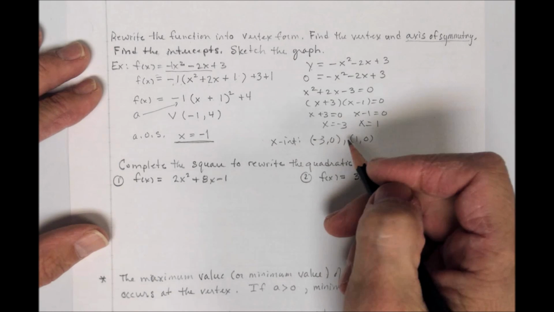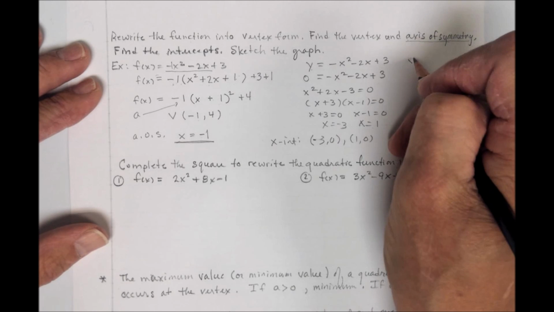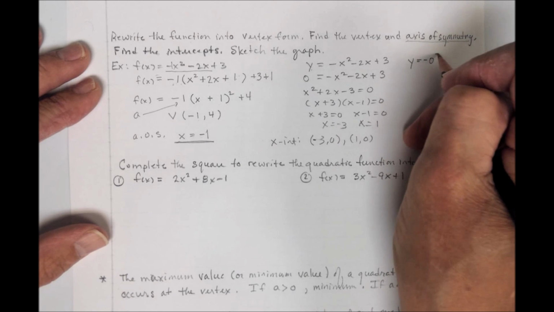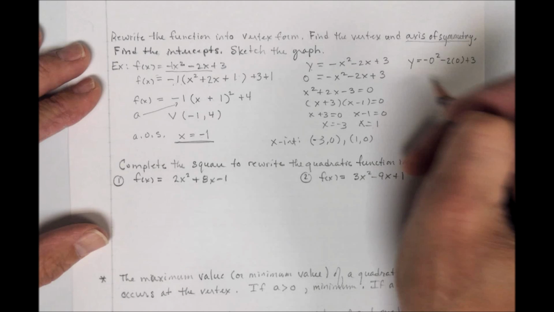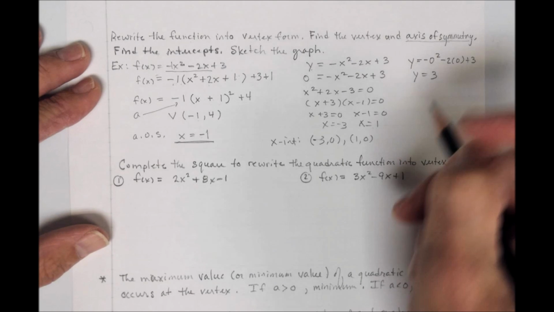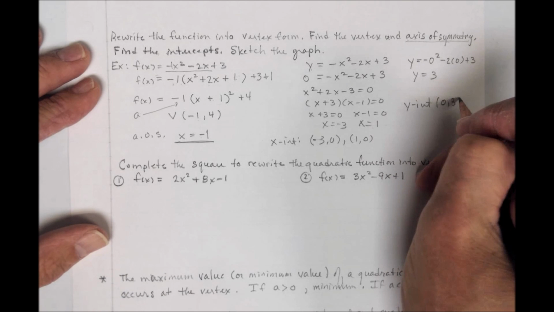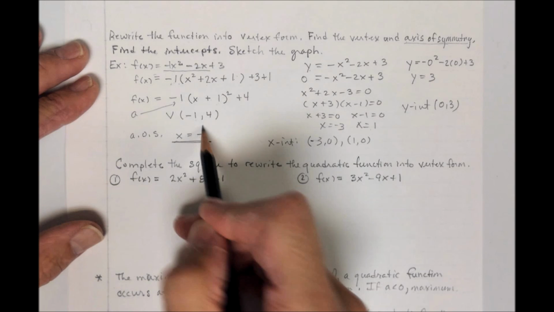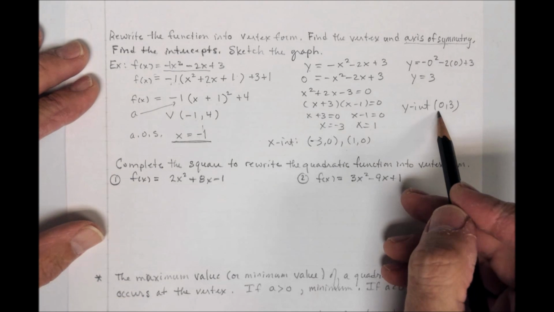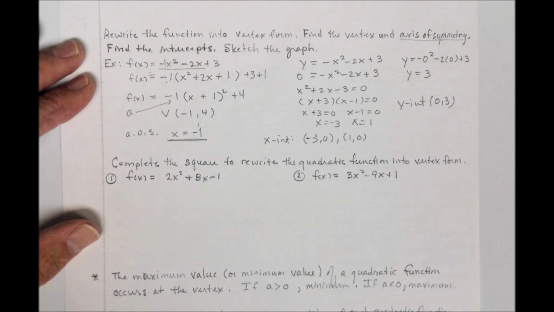My y-intercept is what happens when I set x equal to 0 and solve for y. So if I set x equal to 0, I put a 0 in for the x in both spots. This one kind of falls apart here. I just get y equals 3. So my y-intercept is 0, 3. Hopefully you can see that okay. Now between the vertex, these two x-intercepts, and that y-intercept, that might be enough to come up with a decent sketch.